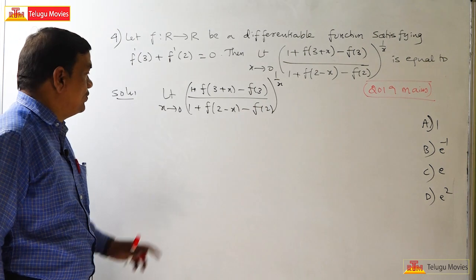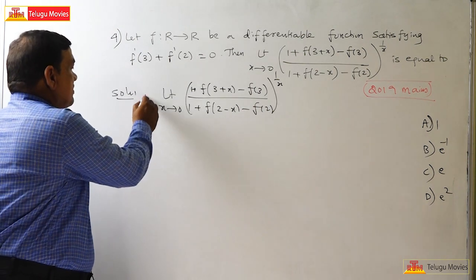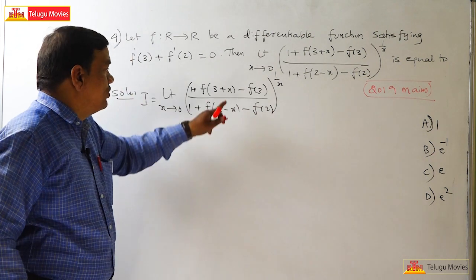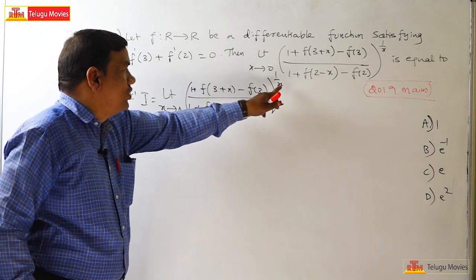First of all, substitute wherever x is. You call it some I. Where the limit x tends to 0, wherever x is there, substitute 0. So here 0, 0, 0.